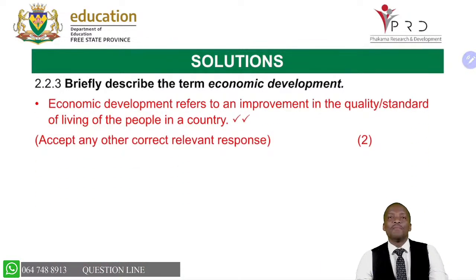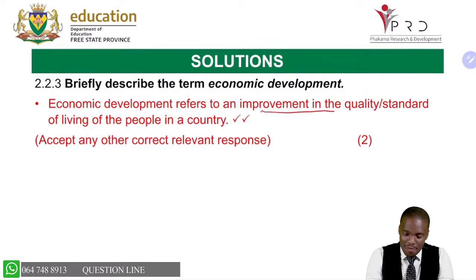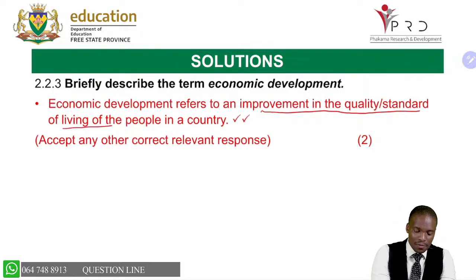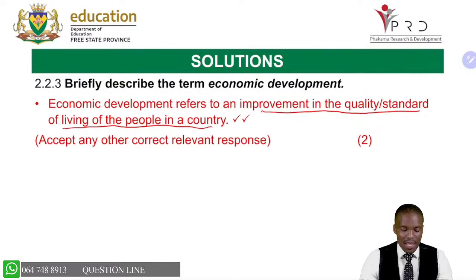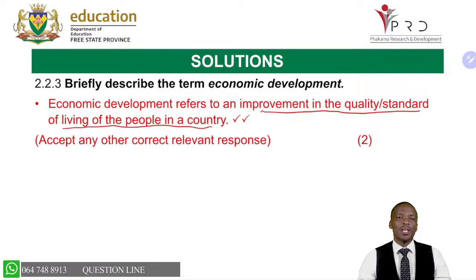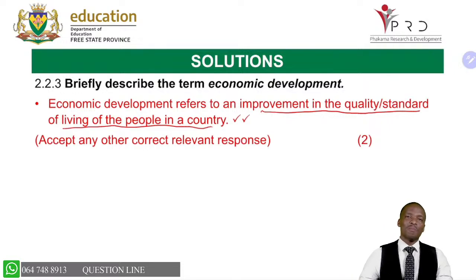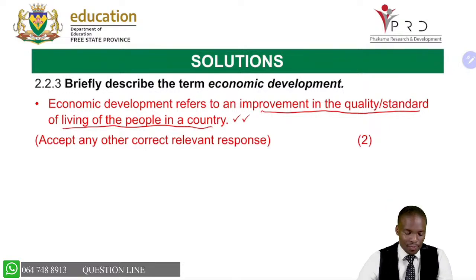Briefly describe the term economic development. Economic development refers to the improvement in the quality or standard of living of the people in the country, or of the citizens. So unlike economic growth, which is an increase in the production of goods and services, economic development refers to an improvement in people's standard of living. It's 2 marks, that one as well.